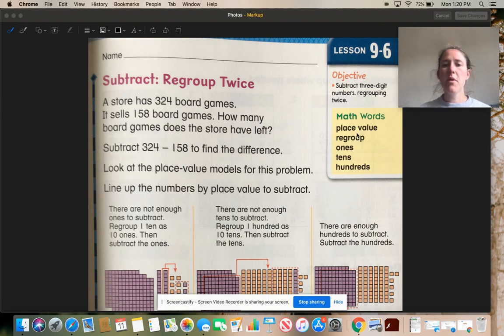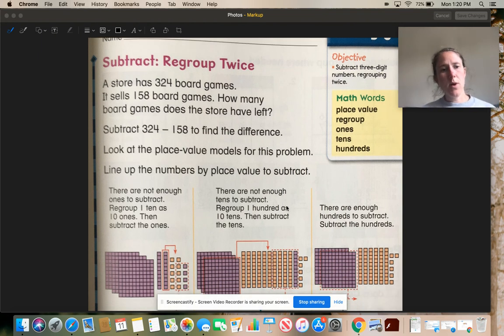So remember that when we regroup, we go to the next place value over, the larger place value, and then we borrow or regroup. We take one of the tens or one of the hundreds and we break it up so that it can be used in a different place. So let's read our problem. A store has 324 board games. It sells 158 board games. How many board games does the store have left to sell?